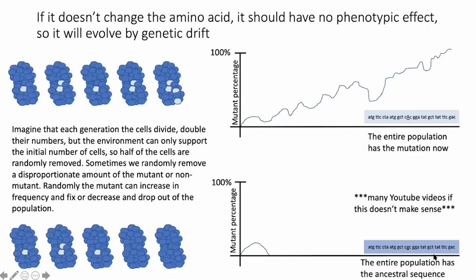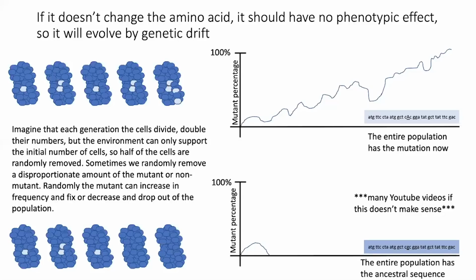So some mutations actually have very little to no effect at all on the phenotype. And so these mutations are affected strongly by this process called genetic drift. So evolution isn't just about natural selection. There are other evolutionary processes that also drive changes in frequencies of genes through time. And one of these processes is genetic drift.